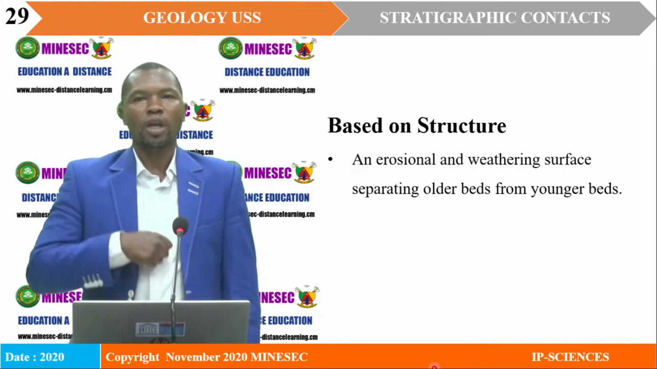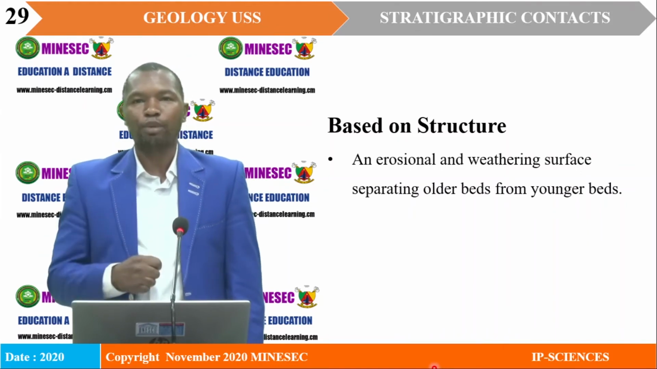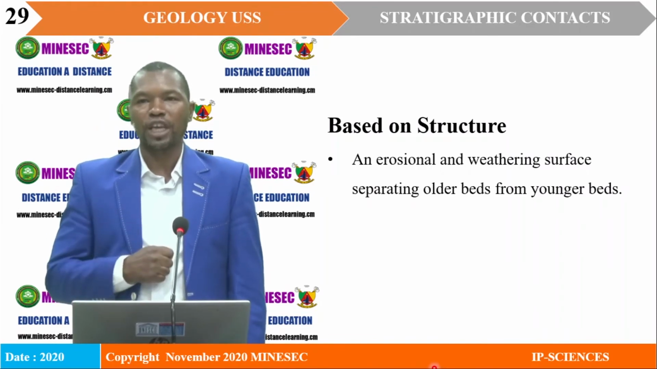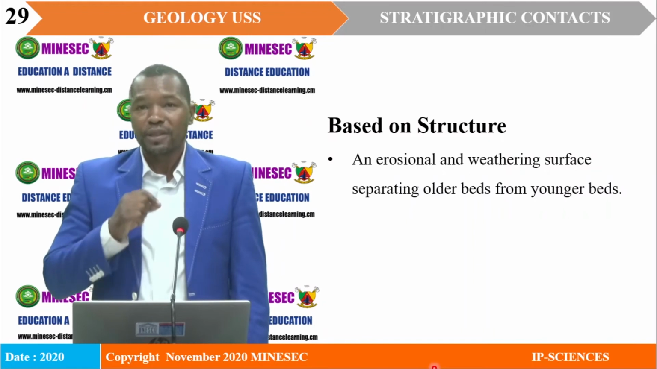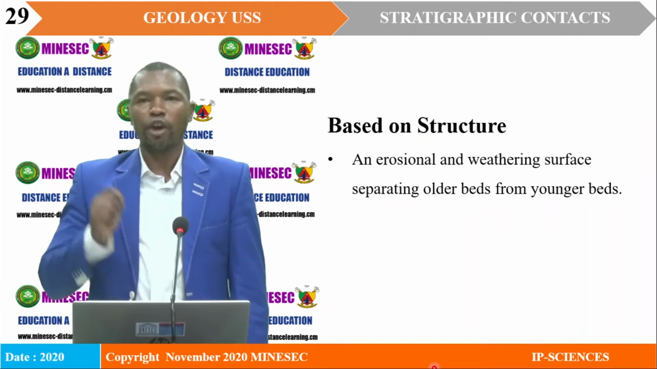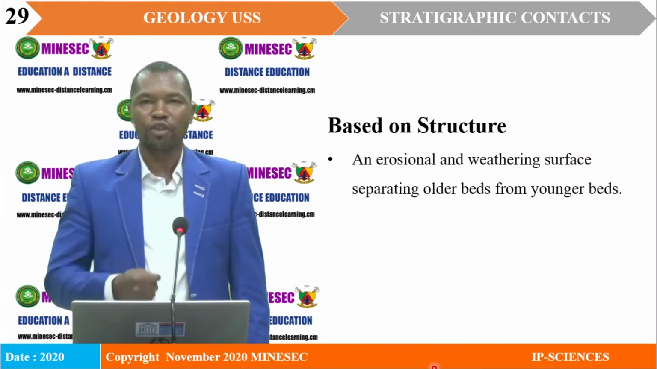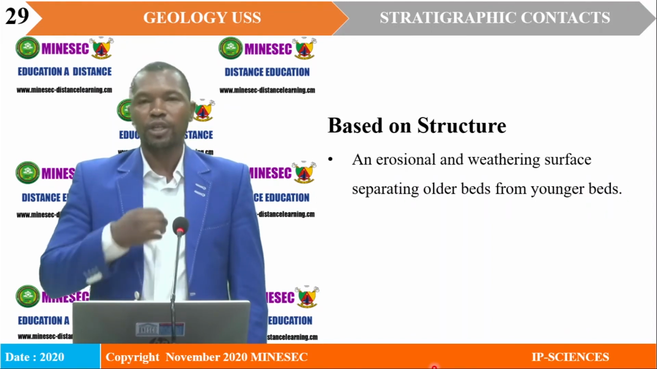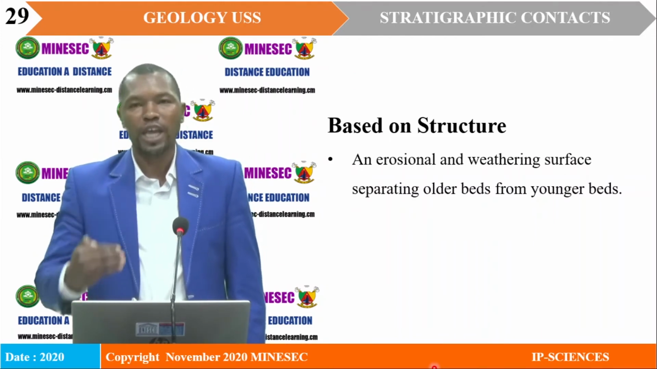Based on structure, a non-conformity is an erosional and weathering surface, separating older beds from younger beds. We must be sensitive here that we are talking about separation based on weathering, which is simply the gradual on-the-spot loosening of the rocky substratum. Erosion has to do with mobilization, picking up, and displacement of those materials that have been weathered. As a result, they create contacts. Thereafter, there is deposition, which creates a discontinuation in the way of laying down of the materials.